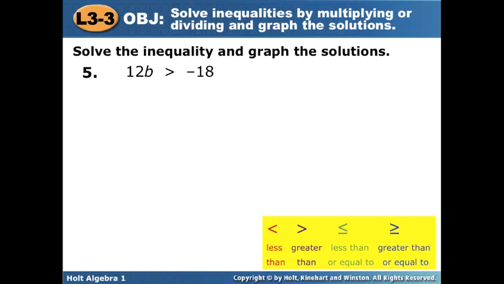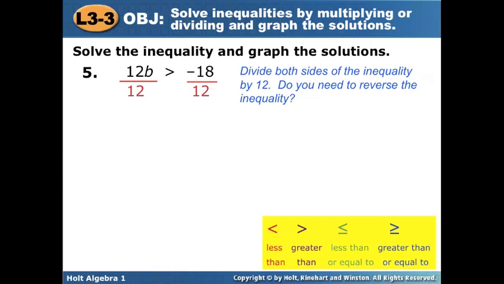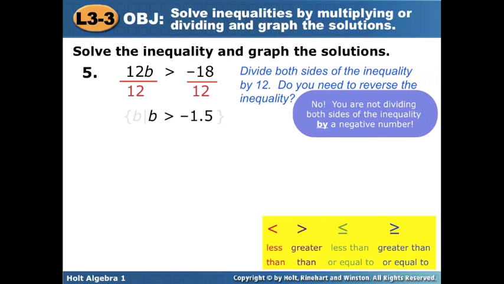Example number 5. Copy this to your notebook paper. We have 12b is greater than -18. They multiplied by 12, so we're going to divide by 12. That's the opposite operation of multiplying. So we get b is greater than -1.5. Notice we do not flip the direction of the inequality sign just because we have a negative. You must multiply or divide by a negative number in order to flip the direction of the inequality symbol.